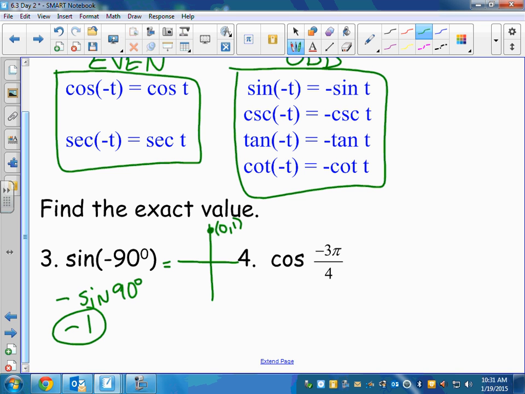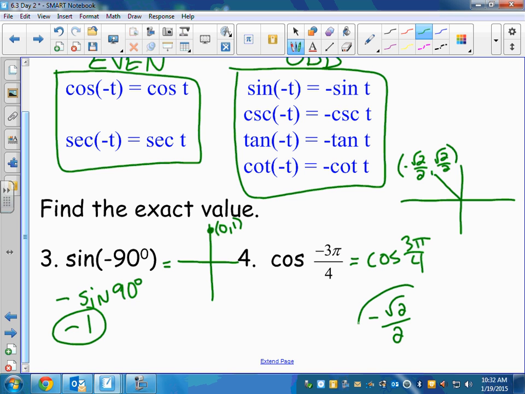Cosine of -3π/4. Cosine is even, which means this negative means nothing. It's the same as if I took the cosine of +3π/4. And people really struggle with negative angles. And so if you know this rule, and you know cosine's even, you can just say, oh, 3π/4 is where? Less than π. And what's the ordered pair going to be for 3π/4? And cosine is which one? Negative square root of 2 over 2.